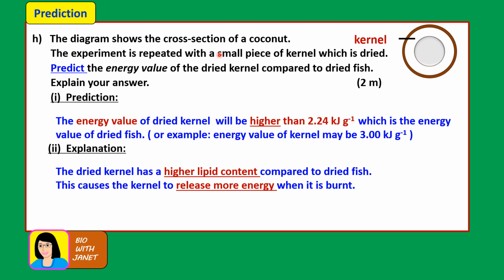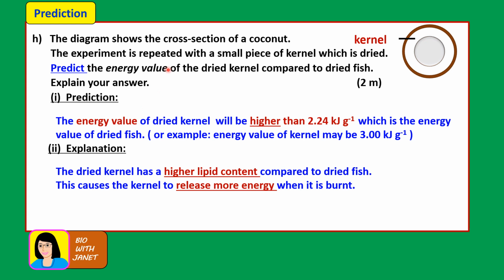So the diagram shows the cross-section of a coconut. The experiment is repeated with a small piece of the kernel from this coconut, okay? And the kernel is dried kernel. So the kernel is the white part of the coconut, the white flesh, which we usually scrape and then squeeze the santan out from, okay? And that santan contains a lot of lipids, right? So here you're asked to predict the energy value of the dried kernel compared to the dried fish and explain your answer. Now, compared to dried fish, or maybe compared to biscuit, okay?